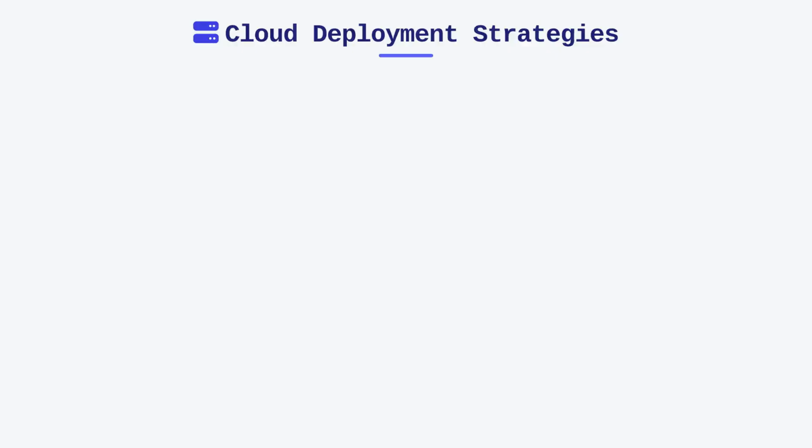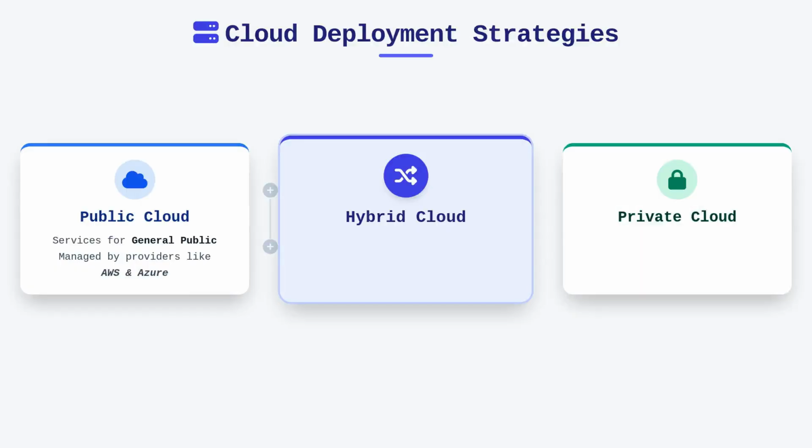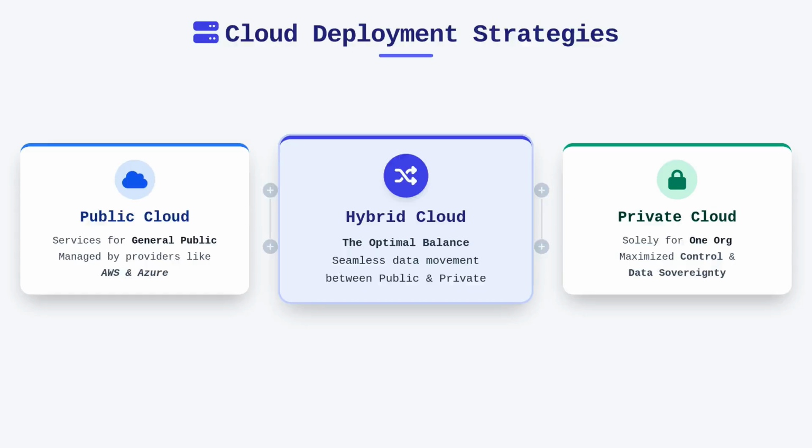Deployment strategies add another layer of complexity by defining the physical and logical boundaries of the infrastructure. A public cloud involves services offered to the general public or industry groups over the infrastructure owned by a provider like AWS or Azure. In contrast, a private cloud is infrastructure operated solely for a single organization, providing greater control and potentially better compliance with strict data sovereignty requirements. A hybrid cloud combines these two, allowing data and applications to move between public and private environments, which provides the best balance of security and flexibility.